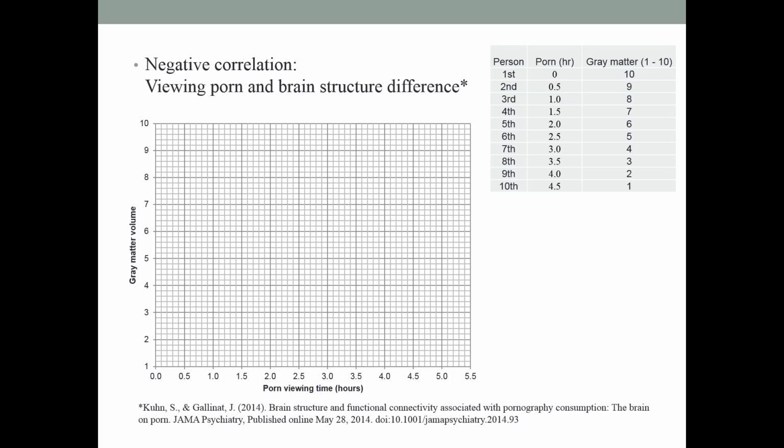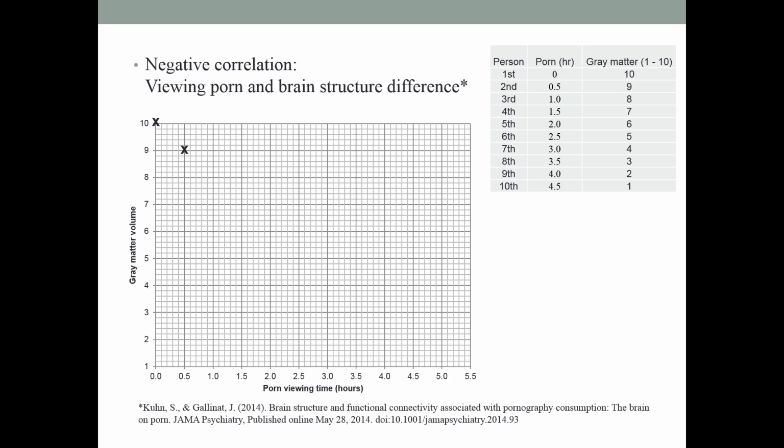Okay, now an example of a negative correlation, a perfect negative correlation. Now I'm going to show you this: viewing porn and brain structure difference. Of course, those data are made up, but actually they really conducted studies. So if you're interested, you can search, Google this article. But again, this is porn viewing time in hours, and this is the gray matter volume, the brain structure, which is a very, very important, probably the most important part of the brain. We plot the data into this scatter plot, and you can see the first person never viewed porn. Probably you cannot find it anymore. And the gray matter is 10. A lot of gray matter, right?